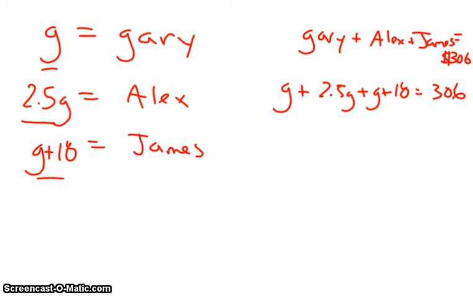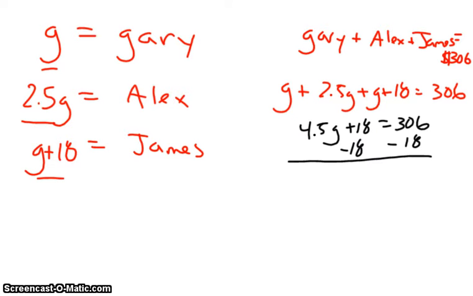Go ahead and use this as solving time, and I see I have 4.5 G's plus 18 equals 306. I subtract 18 from both sides because I need numbers on one side and variables on the other. So we see this is 4.5G equals, we subtract that away, and I got 288. And now I just have to do my math here, because I've got to divide by 4.5. Sorry, I didn't show that.